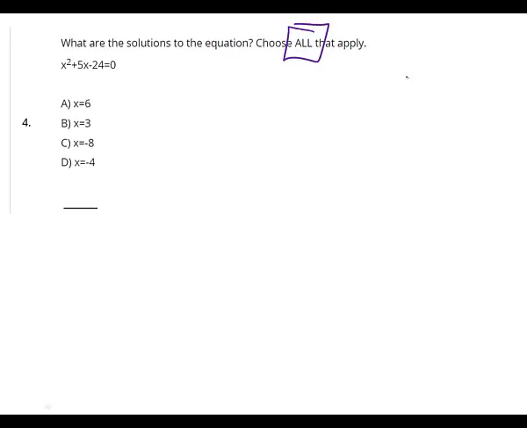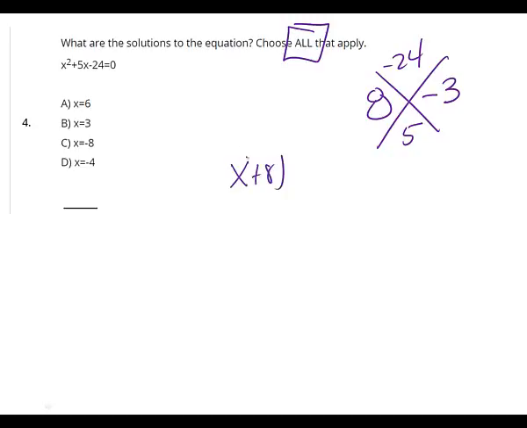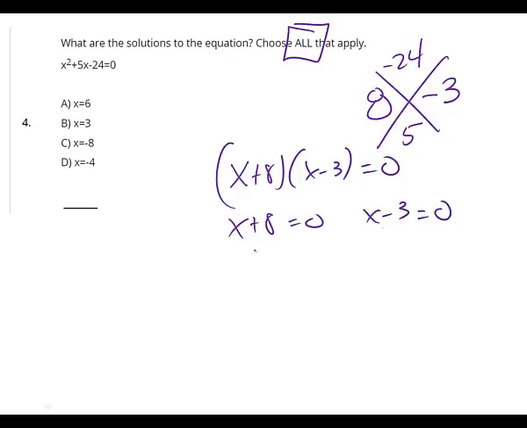What kind of factoring are we going to do? Magic X. Good. 2 numbers that multiply to negative 24 and add to 5. 8 and negative 3. Do I need a box? No, because there's not a leading coefficient. So we have x plus 8 times x minus 3 equals 0. So we're going to use good old zero product property. Set them both equal to 0. What are we going to do with the 8? Subtract it. And what are we going to do with the 3? Add it. Okay, so this is B and C would be the answers there.